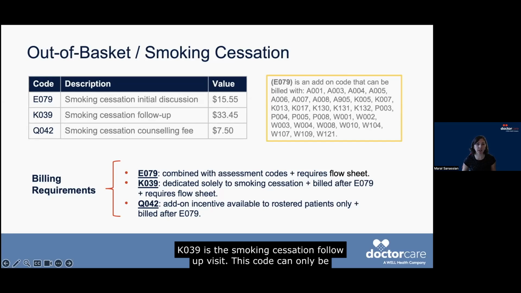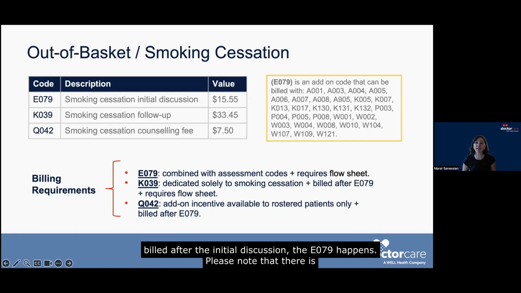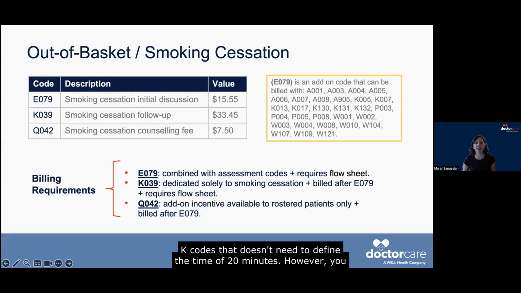The K039 is the smoking cessation follow-up visit. This code can only be billed after the initial discussion, the E079, happens. Please note that there is no specific time requirement for the K039, so it is one of those K codes that doesn't need to define the time of 20 minutes. However, you will need to document what is discussed, and it has to be fully dedicated to smoking cessation counseling. The K039 is limited to a maximum of 2 services in the 12-month period following the E079.